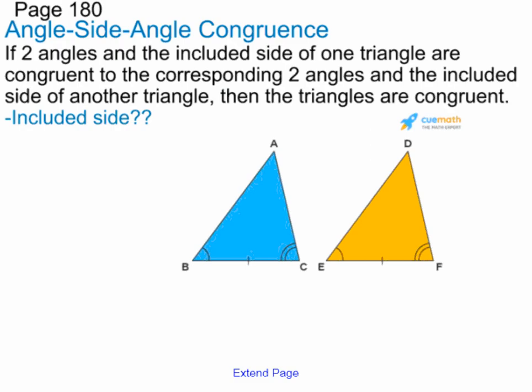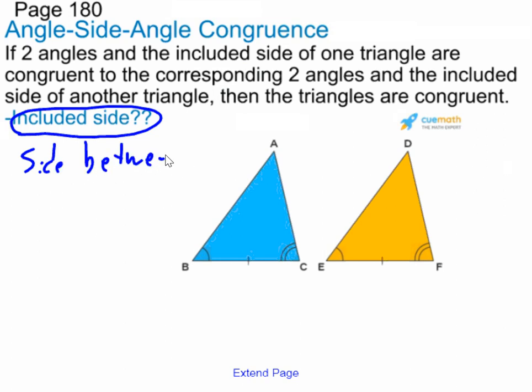Another one is angle side angle. So this is similar to side angle side, but it's an included angle, an included side. And an included side would be the side between the two known angles. So here I have a side, and then the two angles on either side of the side are equal, so I could say these two triangles are congruent.